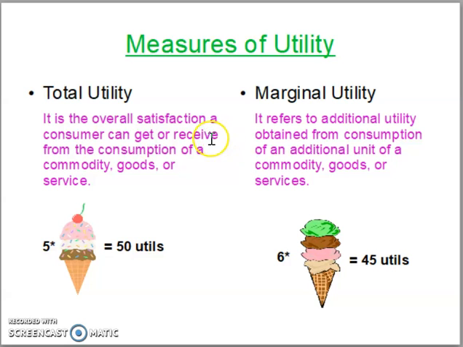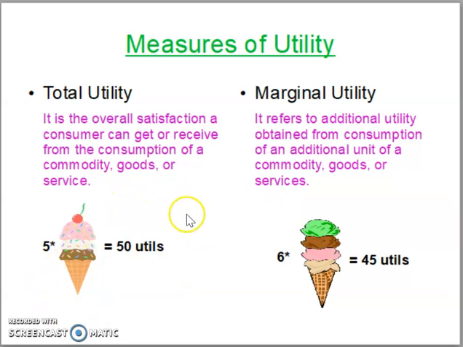Total utility is the overall satisfaction a consumer can get or receive from the consumption of a good, commodity, or service. So this is known as total utility when we talk about overall satisfaction. And this is the marginal utility. Marginal utility is the number of utils which can be added, or the difference of the total utility. It refers to the additional utility obtained from the consumption of an additional unit of a commodity, goods, or services.